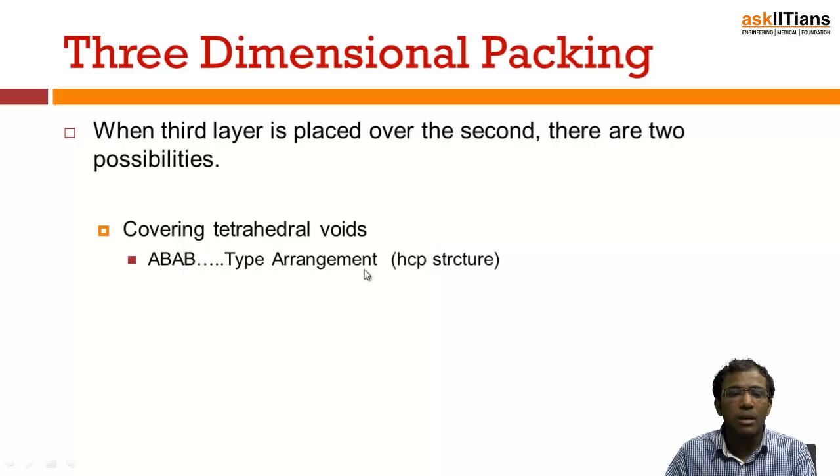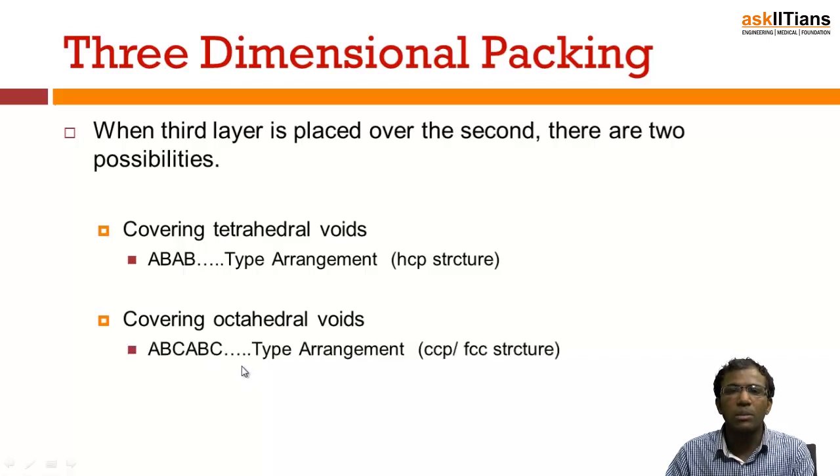That is the AB type of arrangement, and the crystal structure we get as a result is the hexagonal close packed structure. Instead of the tetrahedral voids, if we cover the octahedral voids, we will get a different type of arrangement, that is the ABC type of arrangement, which will give us CCP. CCP means cubical close packed, or FCC, that is face centered cubic structure. Both are the same. FCC is the same as CCP. So we have two possibilities.